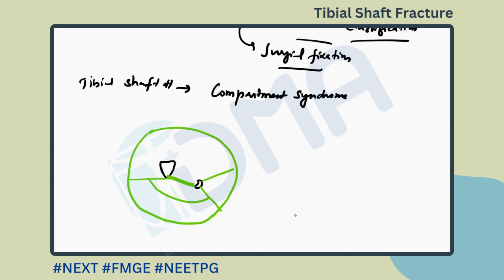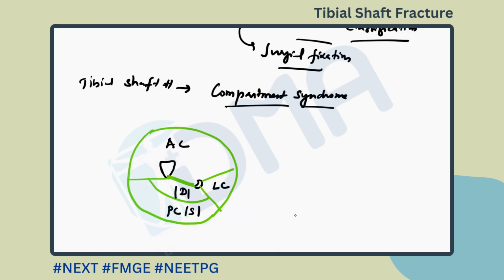So you have various compartments in the leg region: anterior compartment, lateral compartment, and posterior compartment, which is further divided into deep and superficial parts. So there are a lot of compartments in the leg. Whenever there are a lot of compartments, compartment syndrome can also be there.